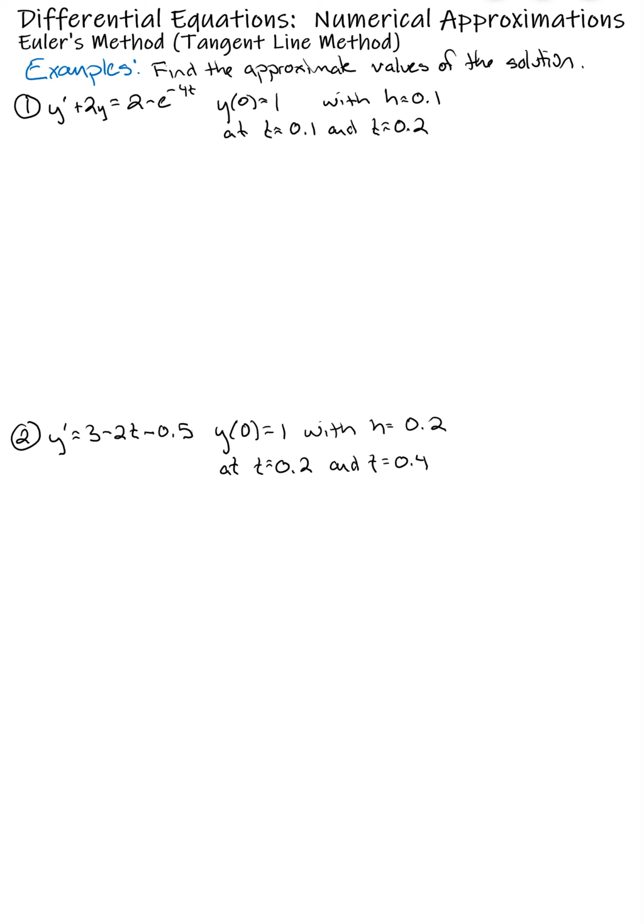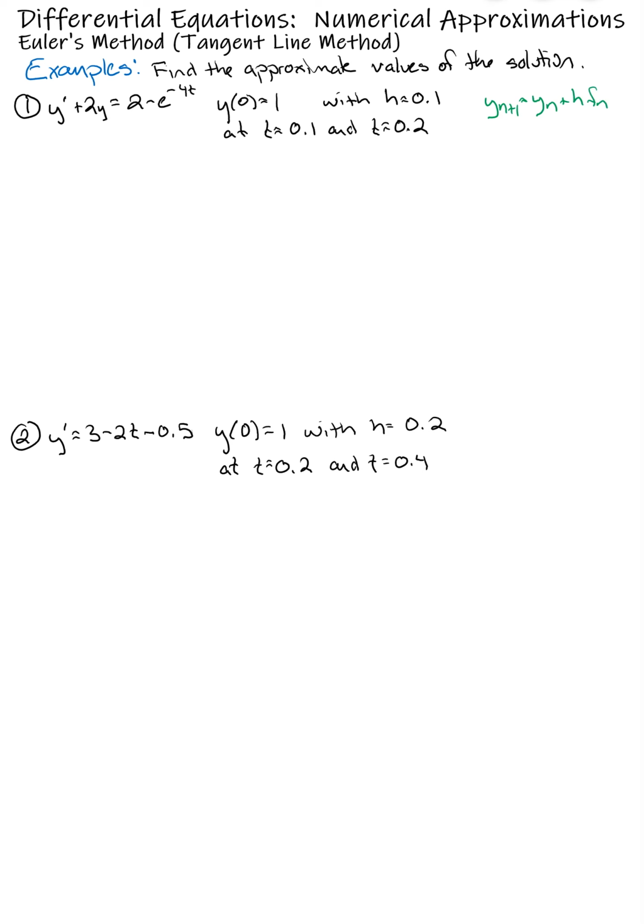Just as a reminder, with Euler's method, we're going to be using the fact that y sub n plus 1 is equal to y sub n plus h, where h is our step, times f sub n, which is our derivative function evaluated at the n values.